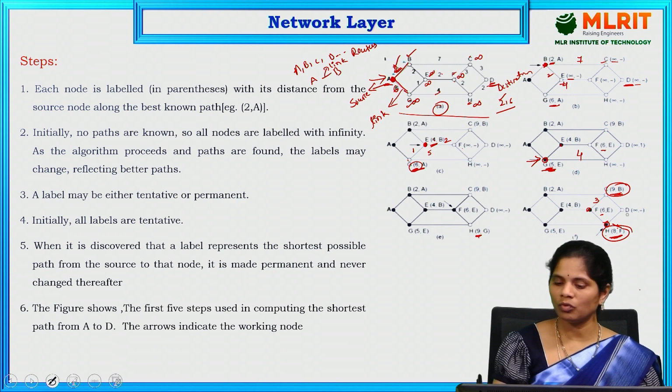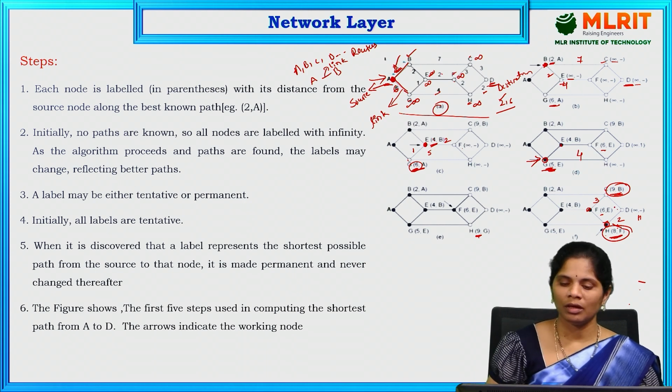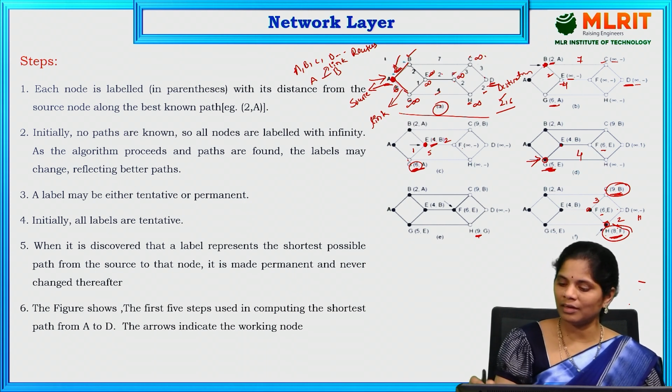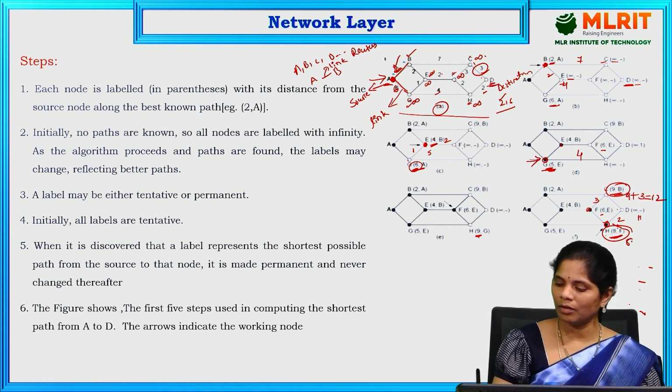From H to D, what is the cost here? D, 2, right? That is 2. 8 plus 2 is nothing but 11. Here we wrote 11. Suppose if we choose this route C to D, here is 9, plus C to D is 3. So 9 plus 3 is how much? 12. Here 8 plus 2 is 11. So which one is the best route? This is the best route.